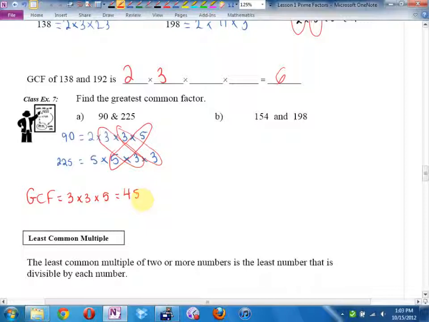By the way, this also works if you have 3 numbers, except instead of pairing things up, you triple things up. They have to appear in all 3. Or if you have 4 numbers and you want to find the GCF, they got to appear in all 4. 154 and 198. You know what? Try this one on your own. Those of you that don't have a calculator, try and look in on somebody else's stuff. I'll do it up here. Let's see if we end up in the same place.